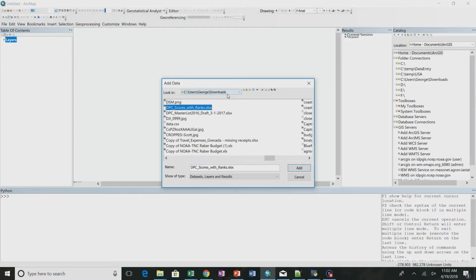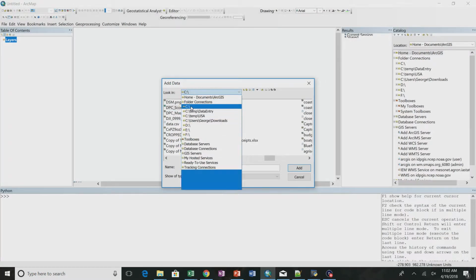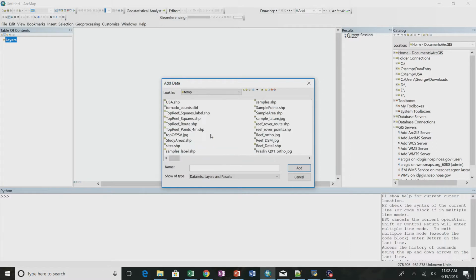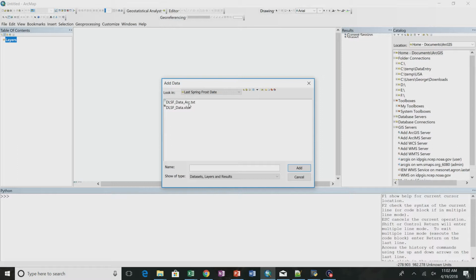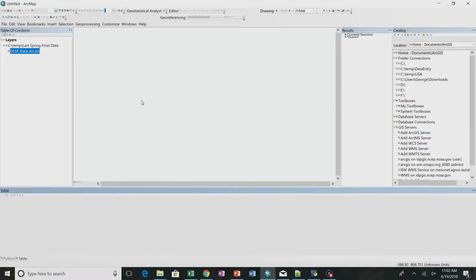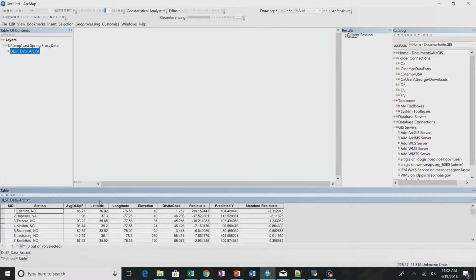So now I'm going to bring this into ArcGIS. It's in CTemp, Temp, last spring frost. And it's this one. Okay. So hopefully this imported. Sometimes ArcGIS is finicky. But it looks like it imported just fine. So I've got latitude, longitude, and the average date of spring frost. I've also got all my residuals right there that I can map.